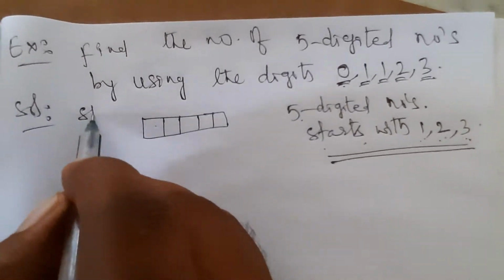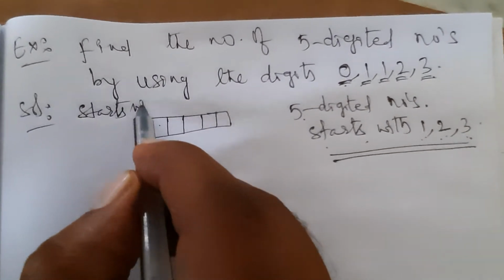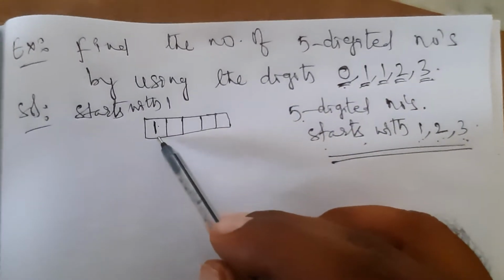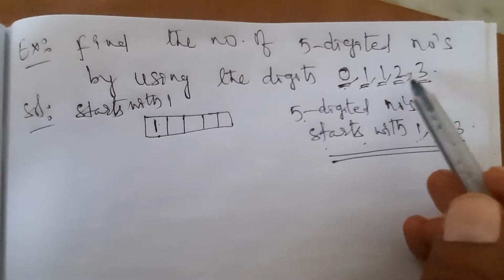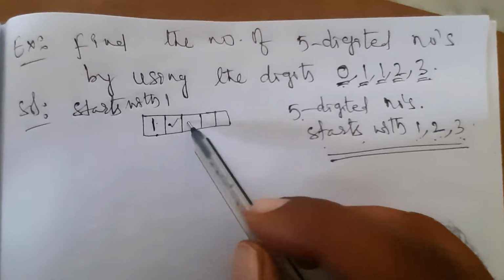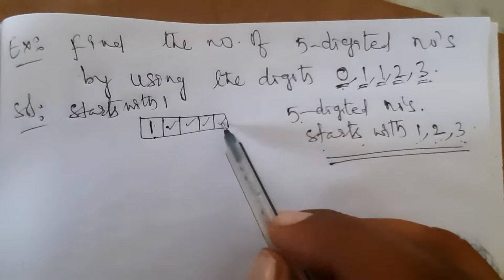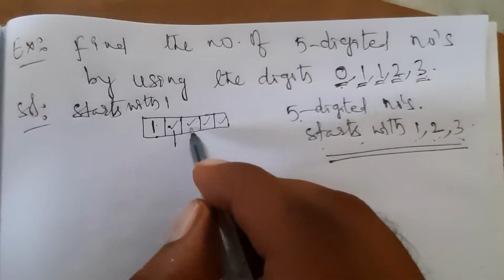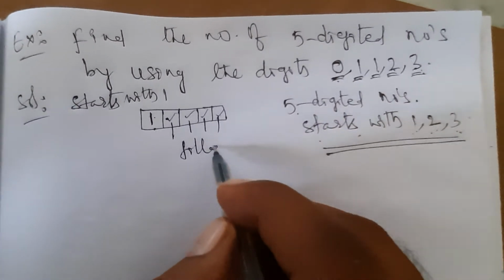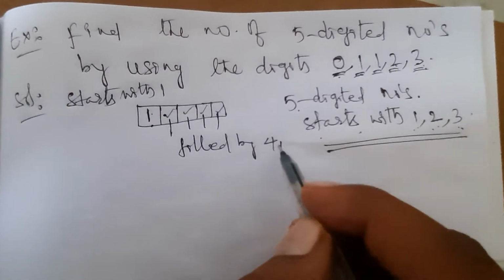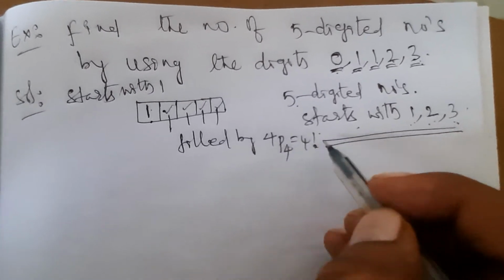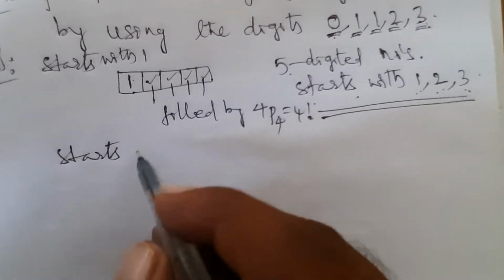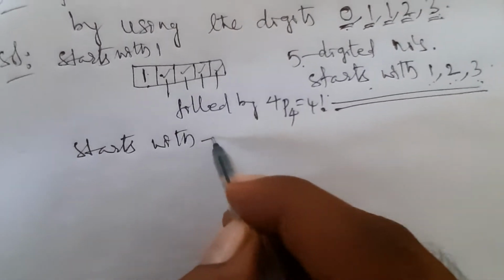Now, first I am taking starts with 1. So 1 fixed here. If I fix 1 here, then how many remaining values? 0, 1, 2, 3. All are different now. And remaining how many gaps are there here? 4 gaps are there. And 0, 1, 2, 3, 4 different numbers are there. So these 4 gaps filled in how many ways? 4p4, which is equal to 4 factorial ways. One work is finished. Next, 5-digit numbers starts with 2.